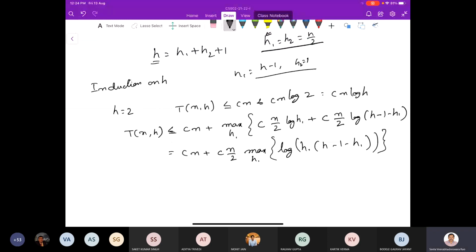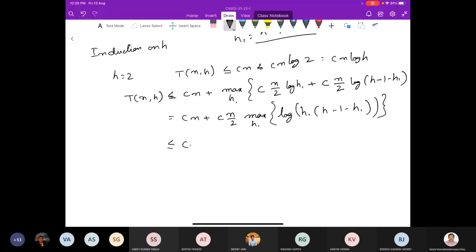So obviously this is less than or equal to this, so this can be replaced with this one. This will be the maximum only when it is divided equally. Otherwise, this value is always lesser. So now you simplify it.